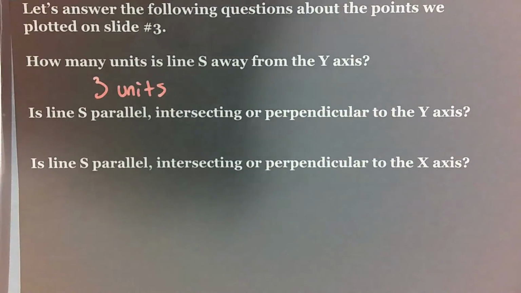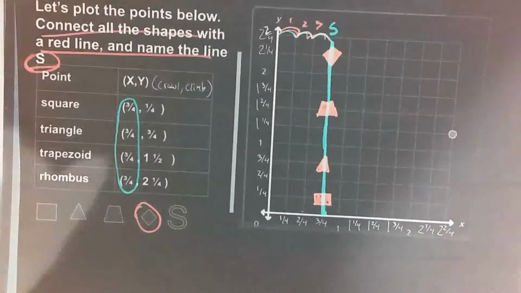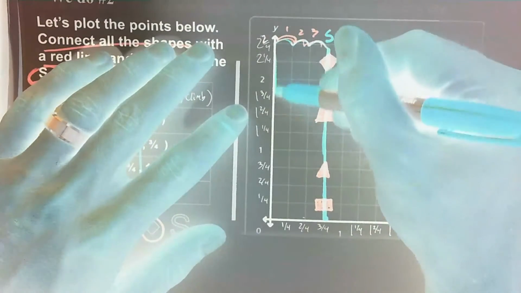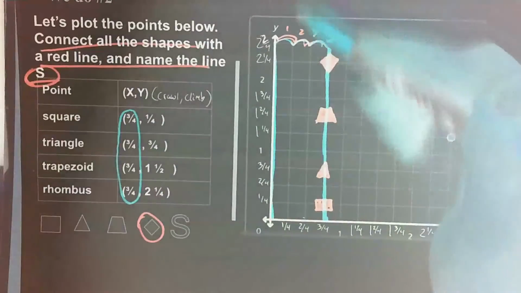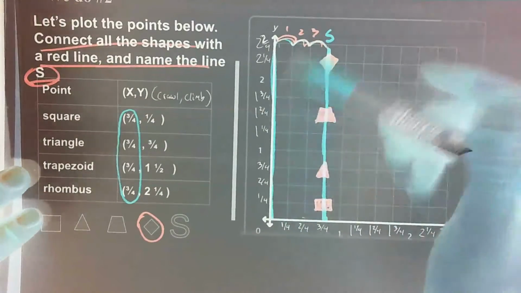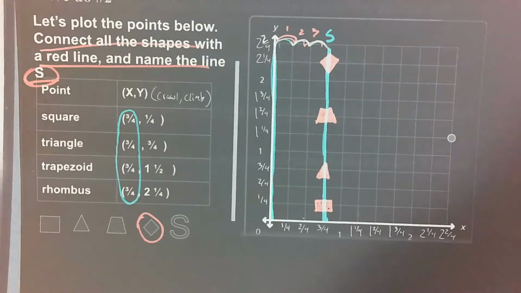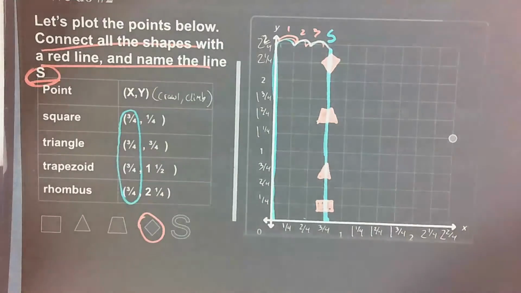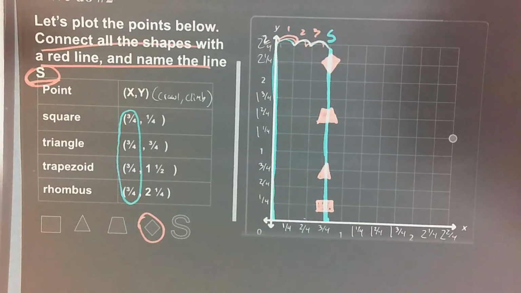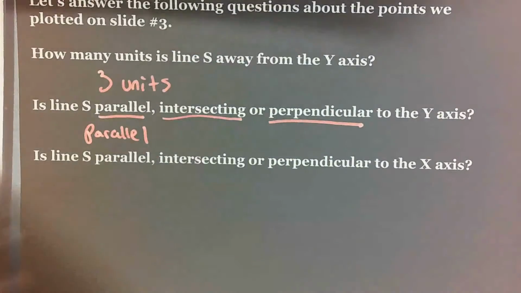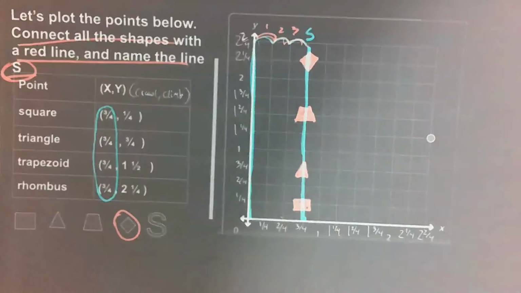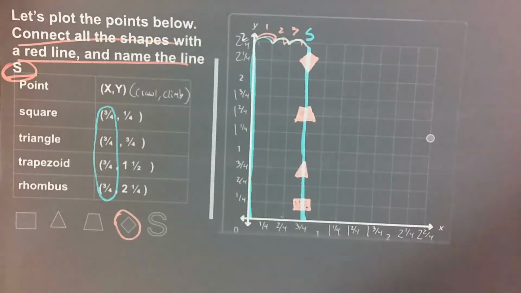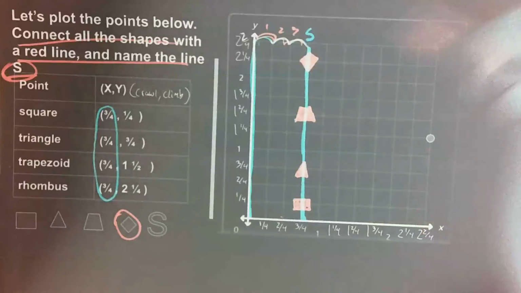Question 2, is line S parallel, intersecting, or perpendicular to the y-axis? Let's draw an orange line here to represent the y-axis. So these two lines, Y and S, teachers, let's pick a stick here. Are they parallel, perpendicular, or intersecting? And these lines are parallel. They're not intersecting because they never meet. They are parallel because they're never going to meet as far as we draw them out.